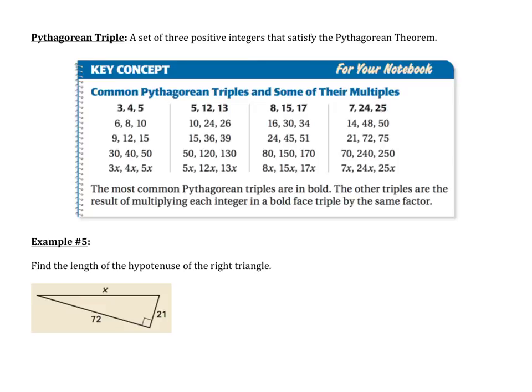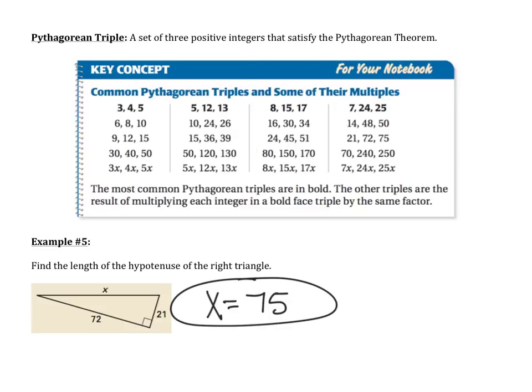So let's look at example number 5. Find the length of the hypotenuse of the right triangle. So I see here I have 21 and 72. I notice that 21 is a multiple of 7 and 72 is a multiple of 24. I took 7 times 3 to get 21 and 24 times 3 to get 72. So to find this missing side, I would just take 25 times 3 and assume, using the Pythagorean triple, that x equals 75. But again, I would not memorize these and their multiples.